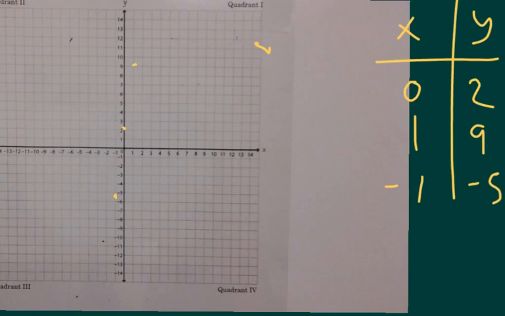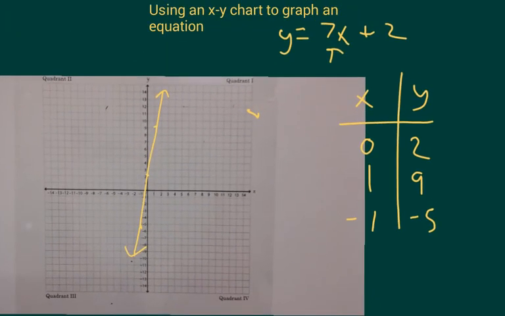You always want to do 3 points, not just 2, because when you put in 3 points, if they don't line up, you know you made a mistake somewhere. But if they do line up, you probably have it. Then you take a straight edge and connect them, and this would be our graph of y equals 7x plus 2. So those are the ways, that's sort of the technique that you use to graph linear equations.